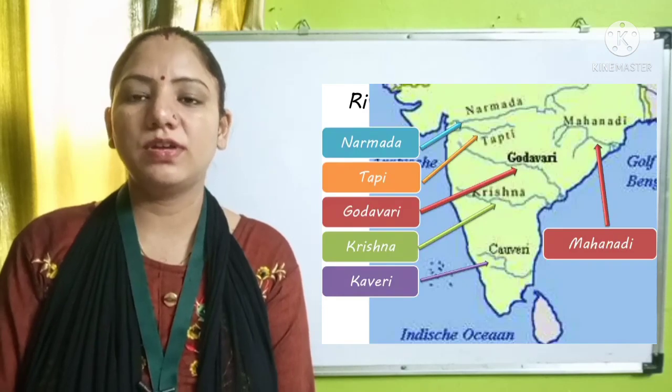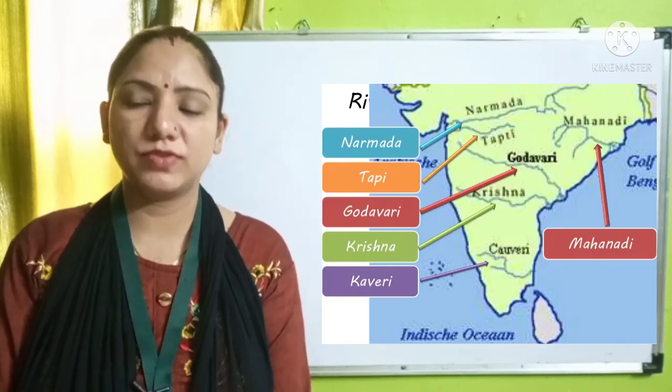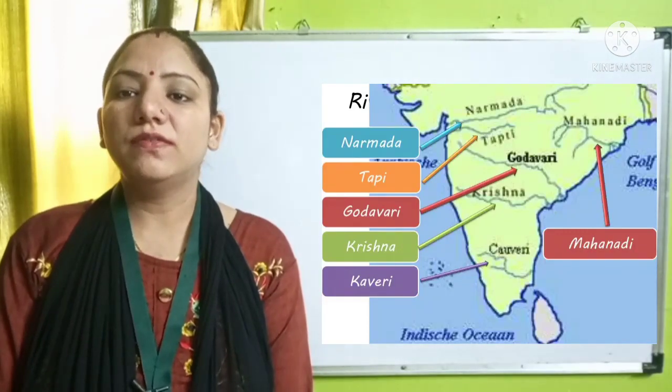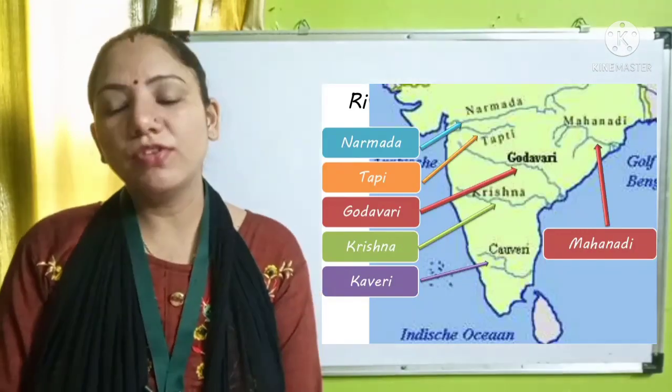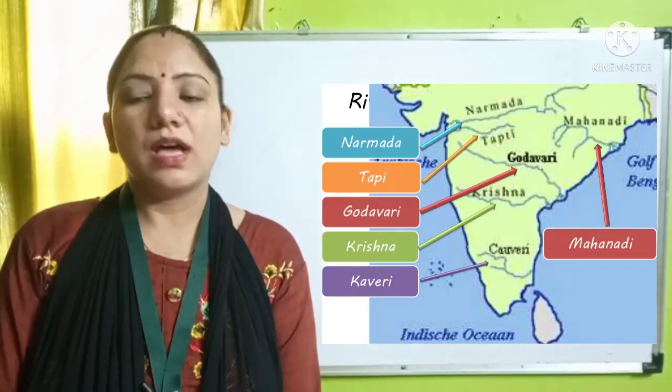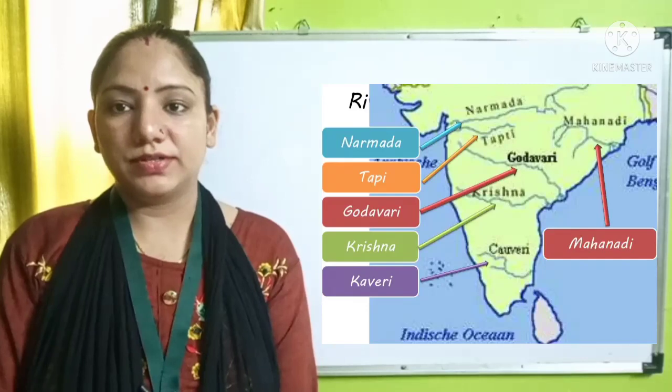Students, today we are going to study the second part of the chapter drainage, where we will study the rivers which are flowing on the southern part of our country. These rivers are known as the peninsular rivers.